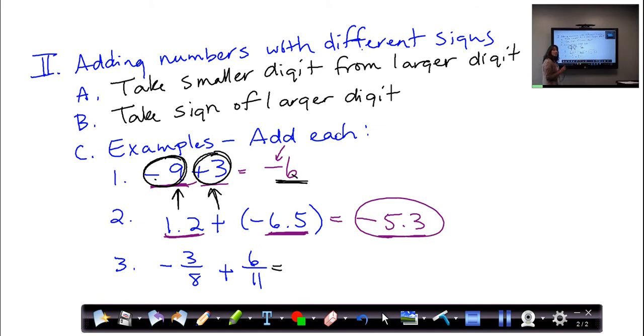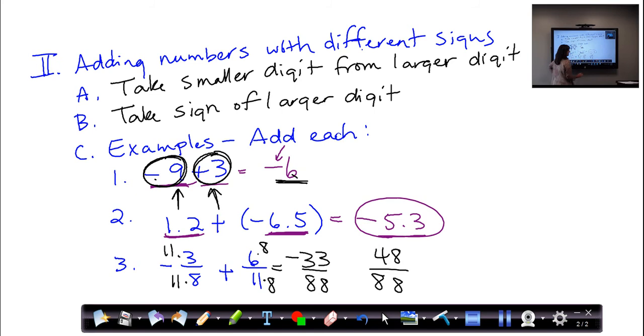The LCD, the least common denominator for an 8 and 11, is going to be an 88. So I'm going to convert them both into 88. That means I'm going to take this 8 and multiply it by 11, take this 3 and multiply it by 11, and I get a 33 on that numerator. And remember, it is a negative. Now, over here, that means I'm going to take the 11 and multiply it by 8, multiply this numerator by 8, and I get a 48. And I'm going to add the 2.